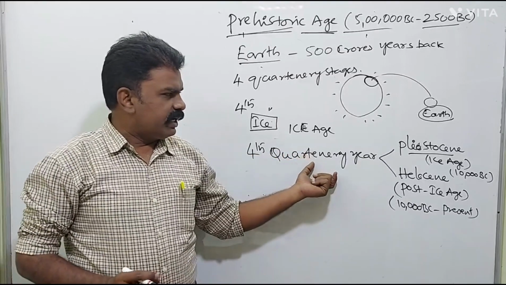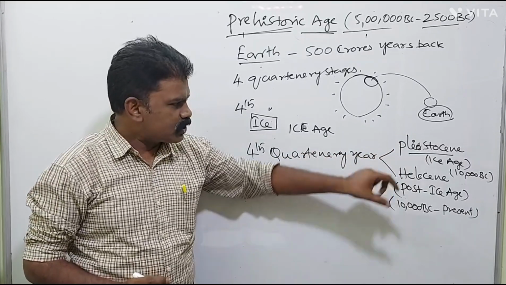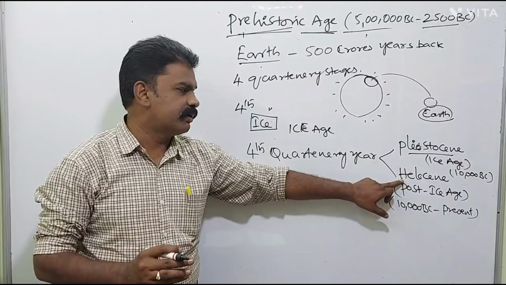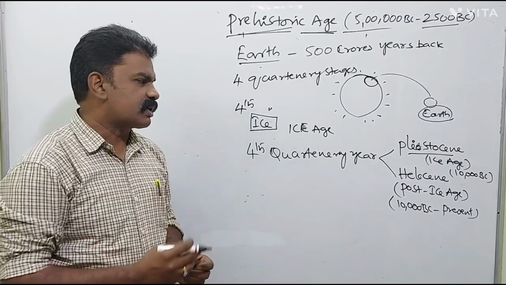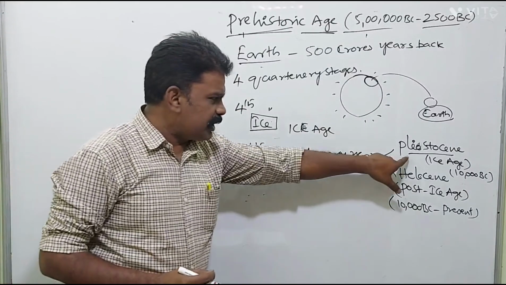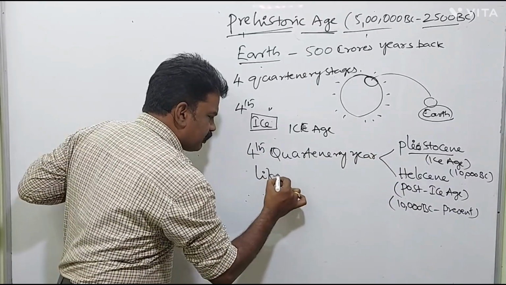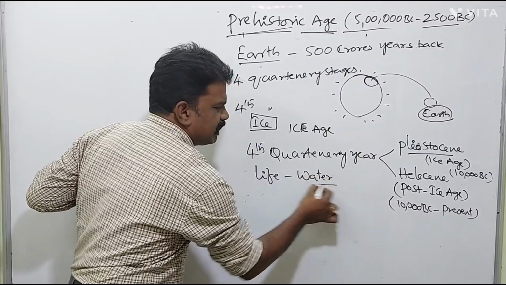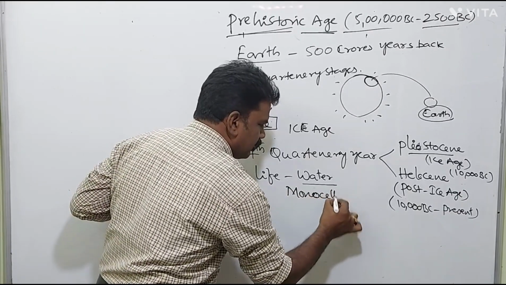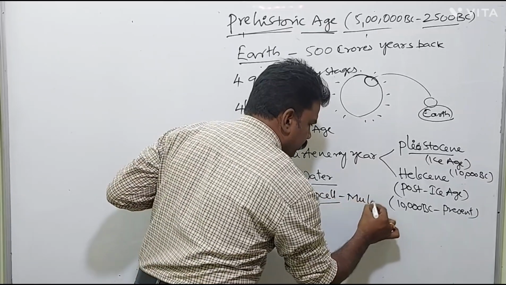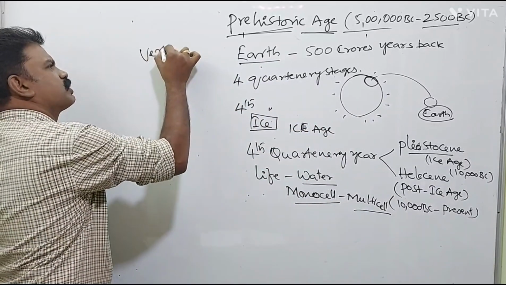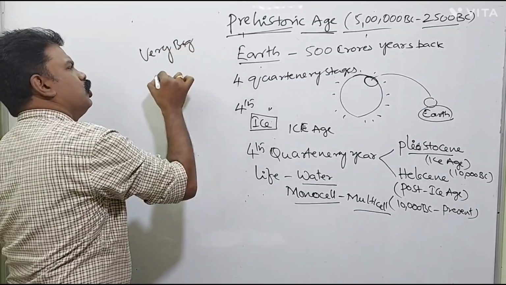So like that, the Quaternary can be divided into Pleistocene and Holocene. Pleistocene was completely covered with ice, and Holocene is post-ice age. Ice melted and it came into the contemporary ages. During the Pleistocene age, life started from the water. Initially, the first life started from the water. That is called monocell. Monocell later became multicell. During the Pleistocene age, we can find very big animals, huge animals.